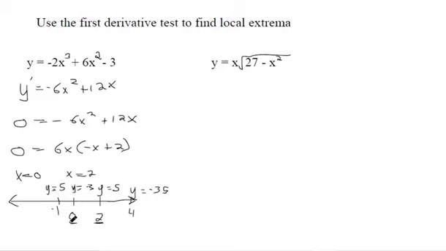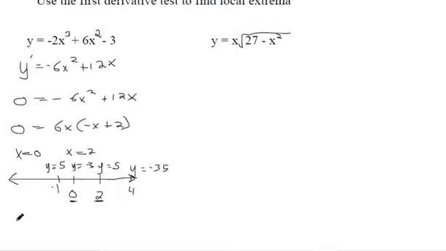So let's check out this critical point first. At x equals 0, we have y equals -3. To the left and to the right, we have bigger numbers. That means this is a local minimum. 0, -3 is a local minimum for this function.